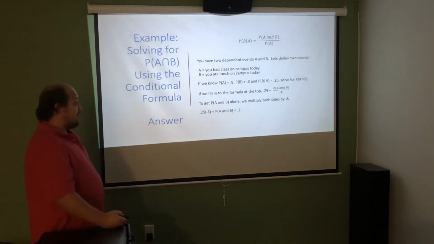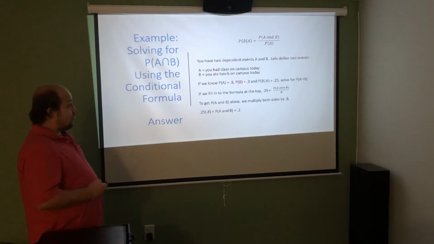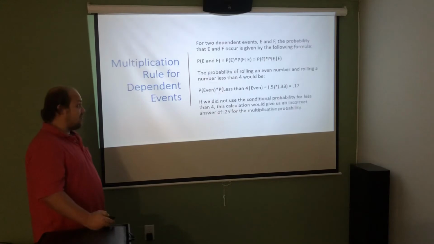So here's what that looks like. We put in 0.25 here, we put in 0.8 here, I multiply this side by 0.8 to get rid of the 0.8s, I multiply 0.25 by 0.8, and that's how I get 0.2. 0.25 times 0.8 equals P of A and B, which is 0.2. So using the probability of A and the conditional probability of B given A, we were able to solve the probability of A and B together.